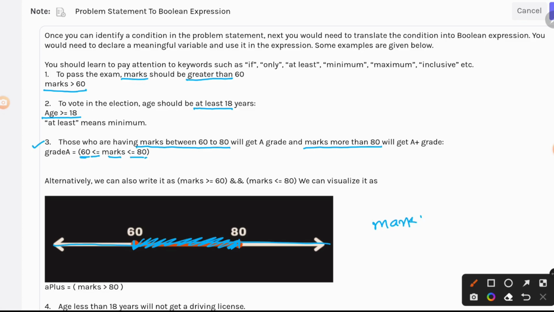By writing an expression, say 60 less than equal to marks less than equal to 80, or we can say marks greater than equal to 60 and marks less than equal to 80, right? This is how you will write this expression. However, for the second part we say marks more than 80, right? So we can also say marks greater than 80. Pretty straightforward. It does not say more than or equal to 80. It says more than 80. That means greater than sign here.